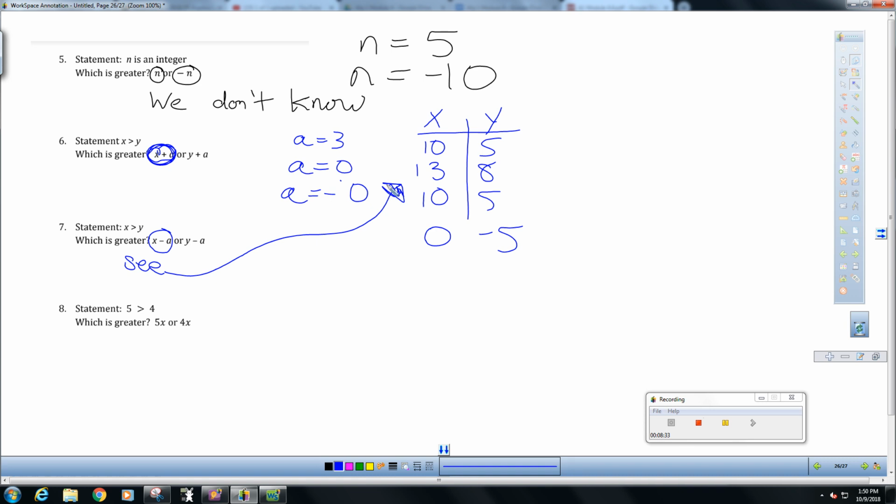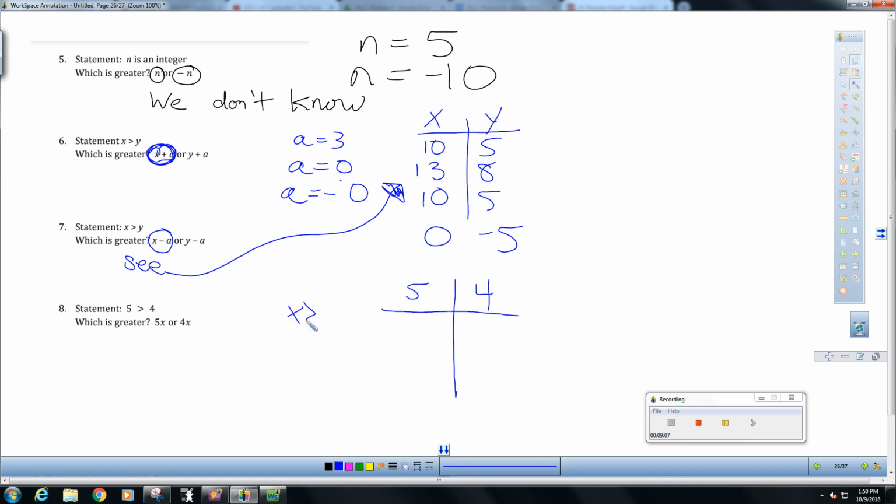Five is greater than 4. What is bigger? 5. What if x is a tenth? I still think it's bigger, right? What if x is negative? You don't really know. Okay? What if x is 0? What if x is positive?